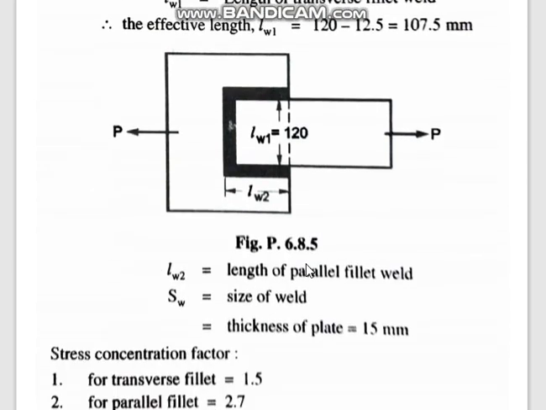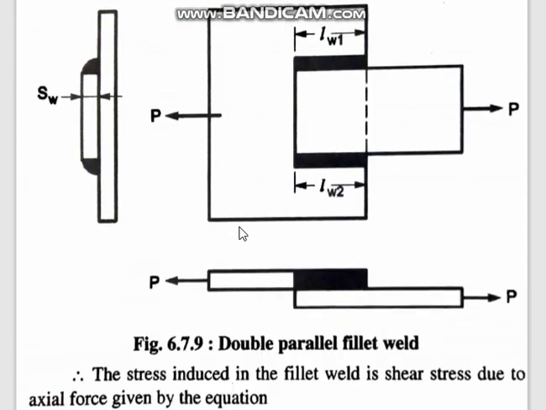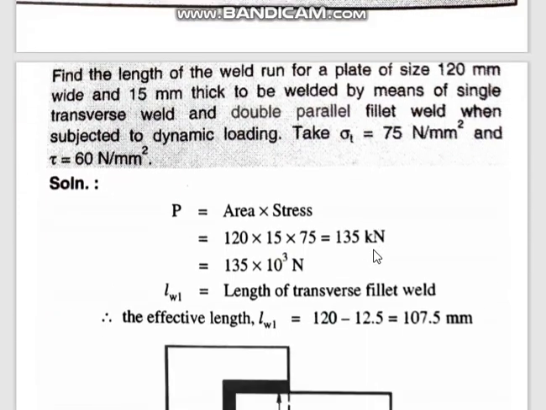Okay. Then similarly, the length of the parallel fillet weld is LW2. Then the size of the weld is SW. The thickness T is 15. Then stress concentration factor. Stress concentration factor is 1.5 for the transverse fillet weld, and the stress concentration factor for the parallel fillet weld is 2.7. That we have seen here. Only these two you have to remember.